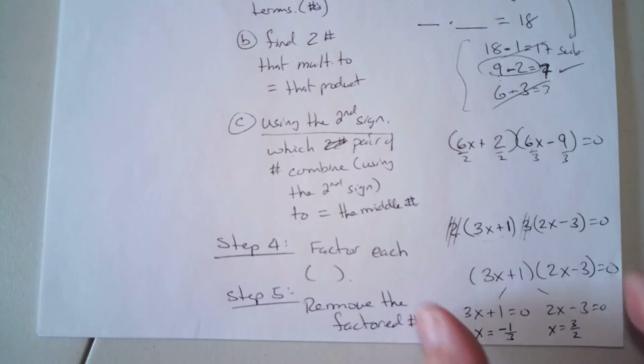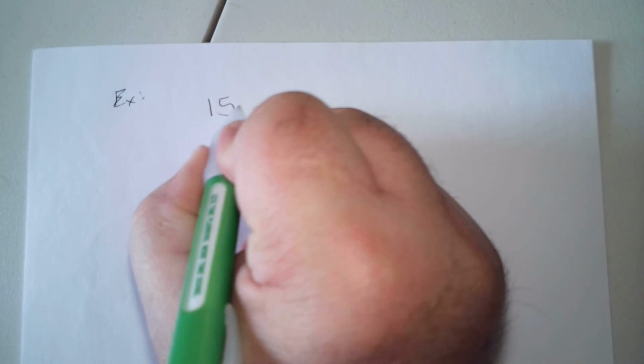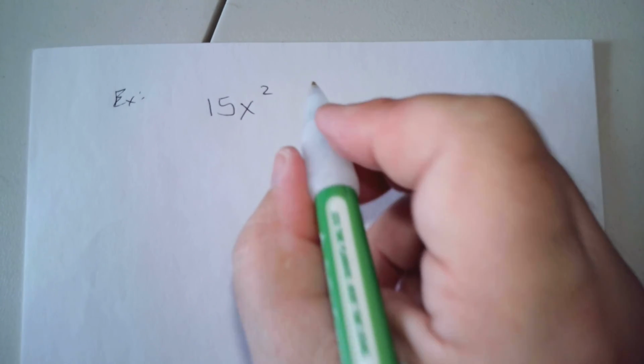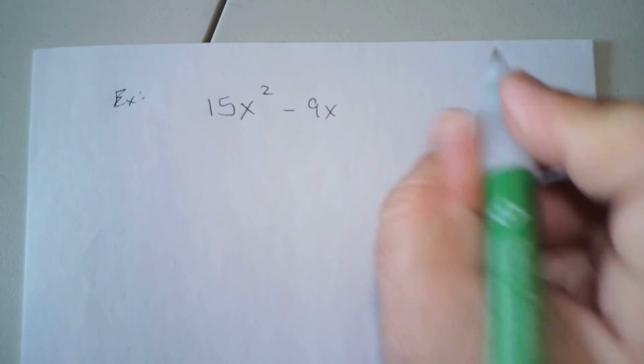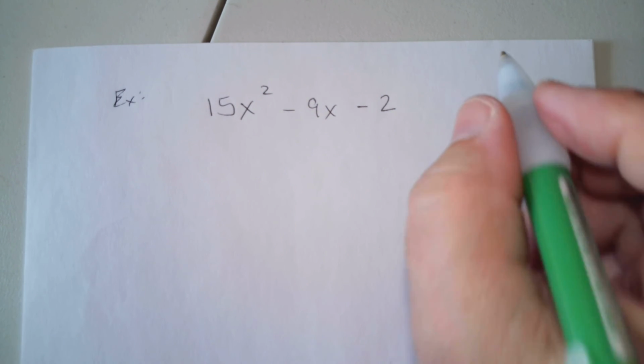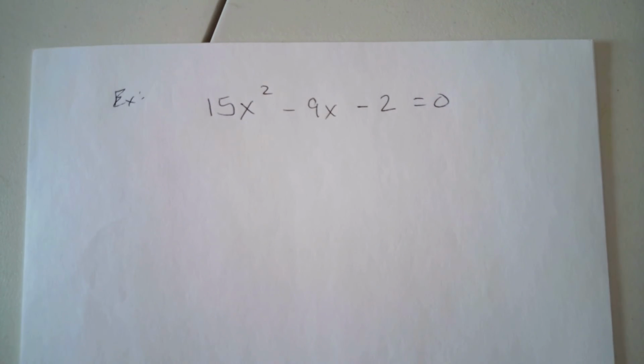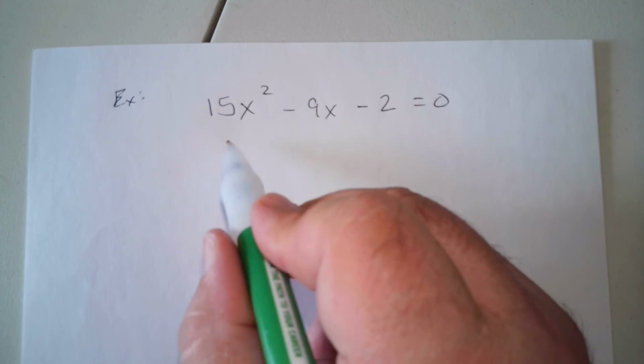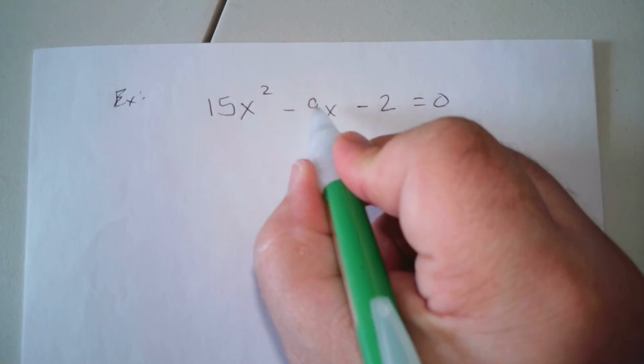All right, let's look at another example. Let me see. Let me make one up here. All right, so here's another example. X squared minus 9x minus 2. No, I'm sorry. It's negative 1.